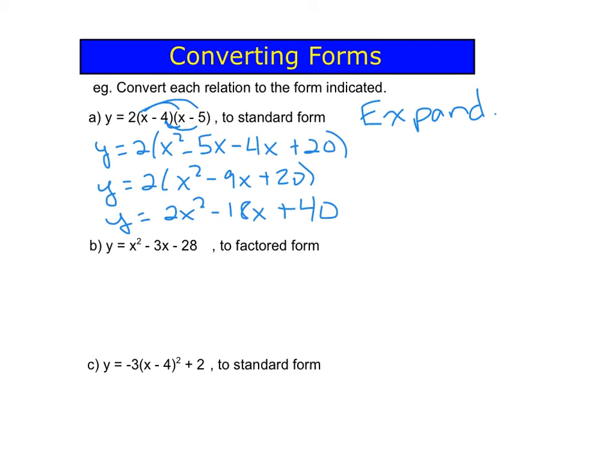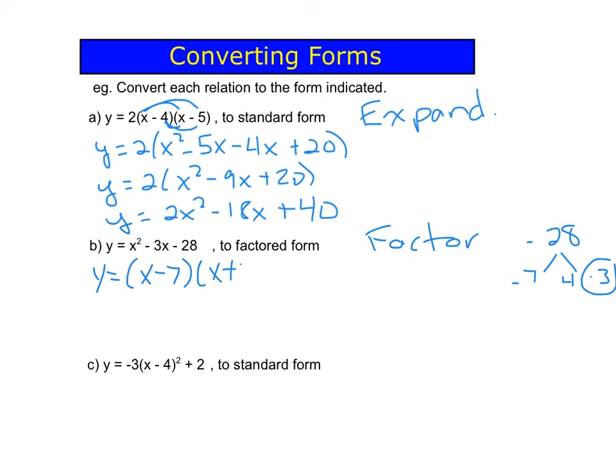So if we're in standard form and we want to go to factored form, we need to factor. Okay, so we need two numbers that multiply to negative 28 and add up to negative 3. So this will end up being negative 7 times 4. So y equals (x minus 7)(x plus 4).